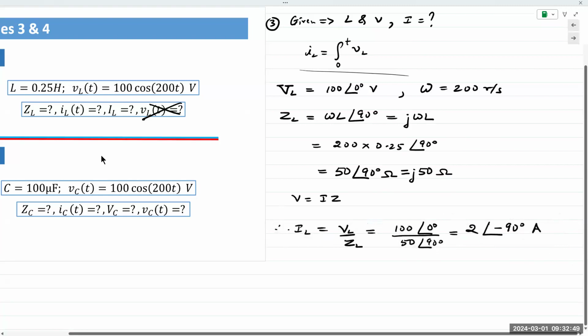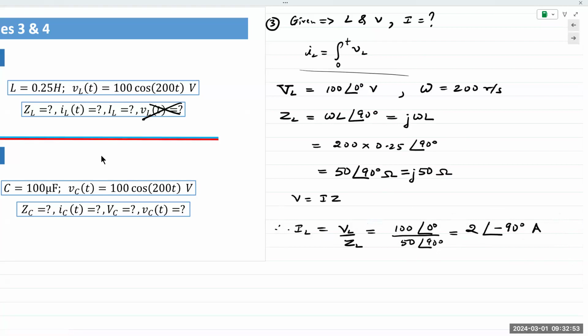Does that make sense? We are given the inductor voltage, we are given the value of the inductor, and we are simply asked to find the inductor current. By using phasor transforms and complex numbers, it's a one-step answer. You're simply applying Ohm's law the way you did in chapters 1 and 2 and finding the current. You do not have to solve differential equations, perform integration or differentiation as we did in chapters 3 and 4.